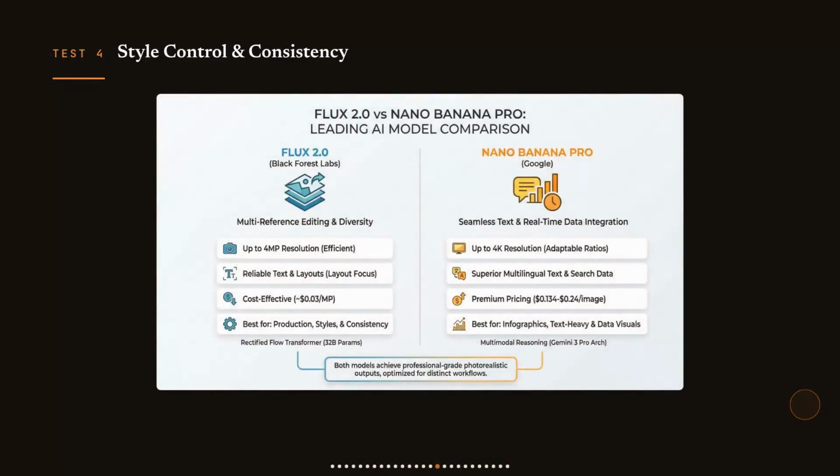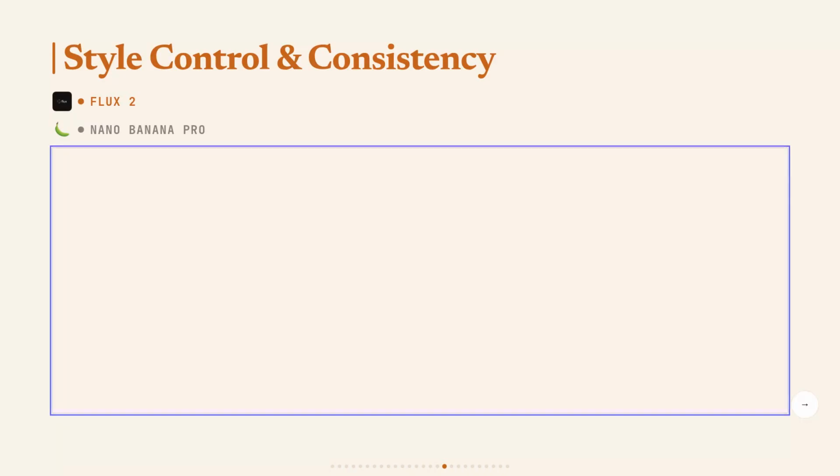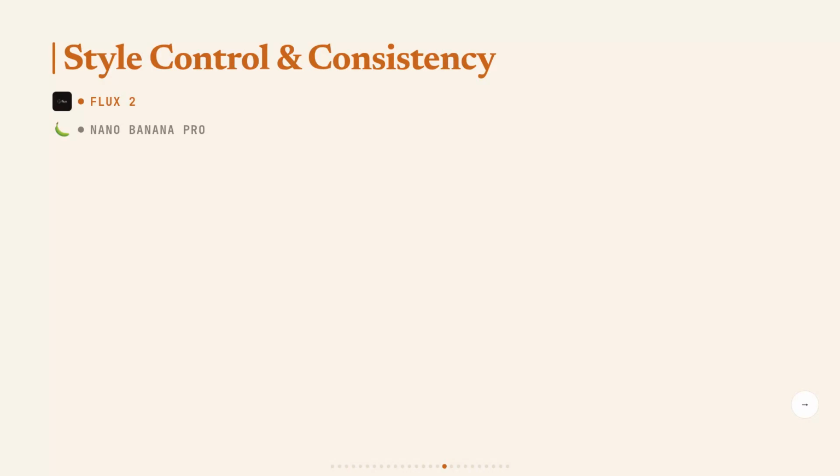Test 4 is style control and consistency, and it decides whether a 10-image set for a brand looks like one artist made it, or 3. FLUX 2 Pro anchors identity and style across up to 10 reference images, a vendor claim number from Black Forest Labs, giving it real room to hold a look together across a whole batch.